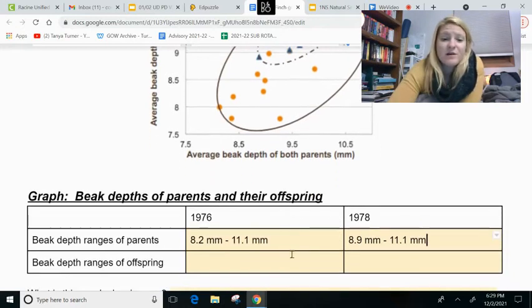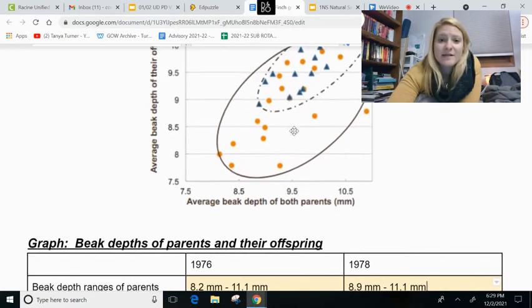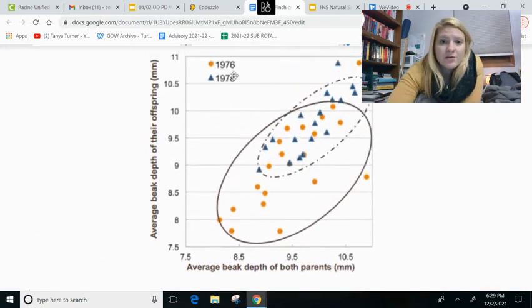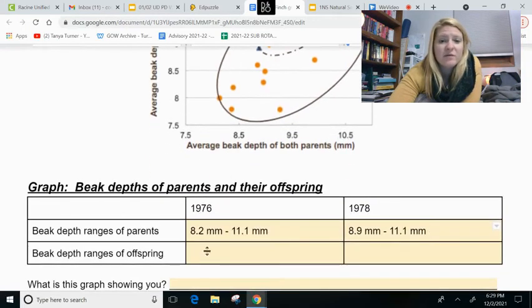Now we want to do the same with the offspring. So we're going to look at the y-axis on the side. The babies in 1976, so the solid line, would be all the way down at the bottom here. We bring it across, I would say like 7.6. And then to the top over here, we go across, and I'd say like 10.1. So 7.6 to 10.1.